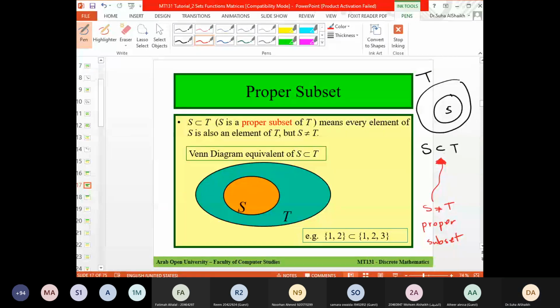Okay. What does proper subset mean? It means it is a subset and it is not equal. Here they are giving us a simple example. We have the set {1, 2}. It is a subset of {1, 2, 3}, and it is a proper subset of {1, 2, 3}.